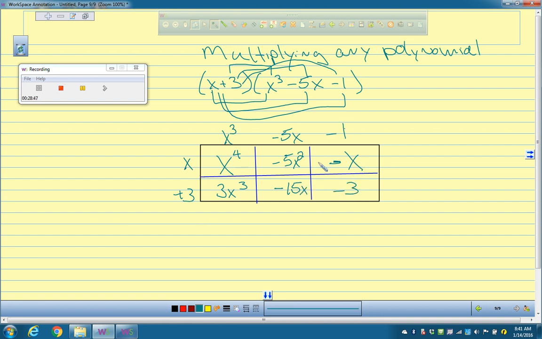Negative 3. And then you look for terms that are the same. Okay? Well, I just have 1x to the 4th term, 1x cubed term, 1x squared term. I have 2x terms and 1 negative 3 term. So when I rewrite this, this is going to be x to the 4th plus 3x cubed minus 5x squared. What's minus x and minus 15x? Negative 16x minus 3. Okay? So you have 5 terms altogether.